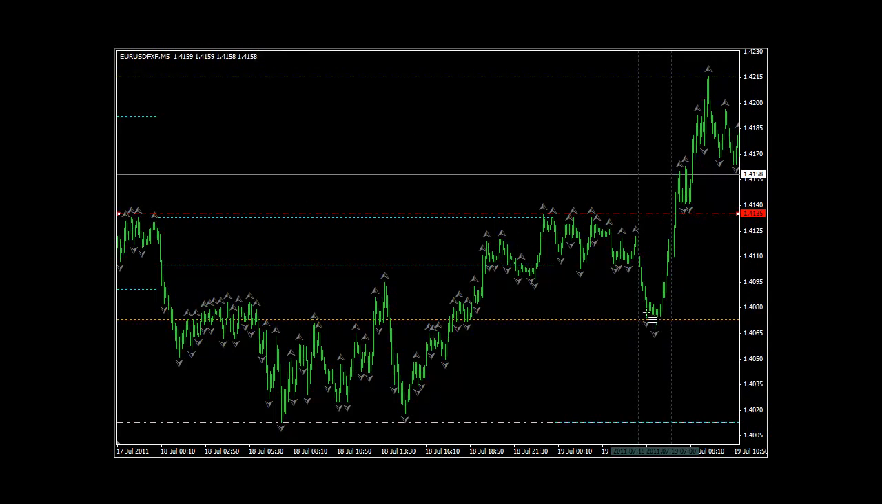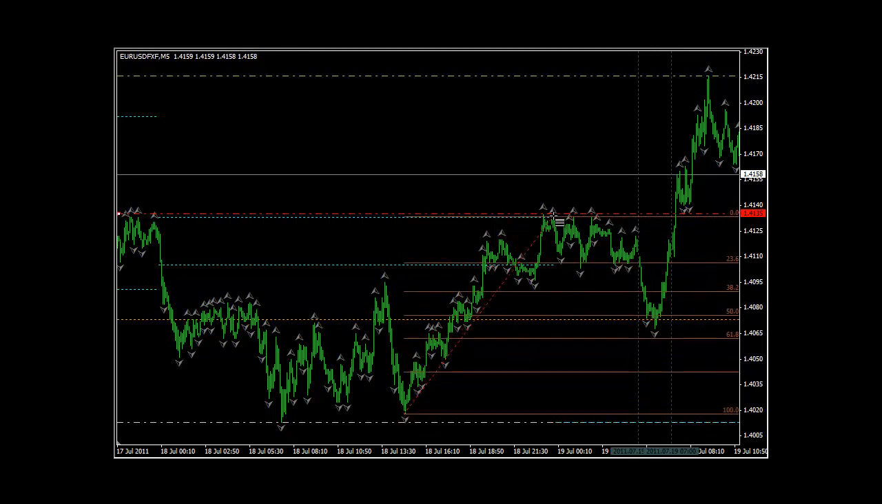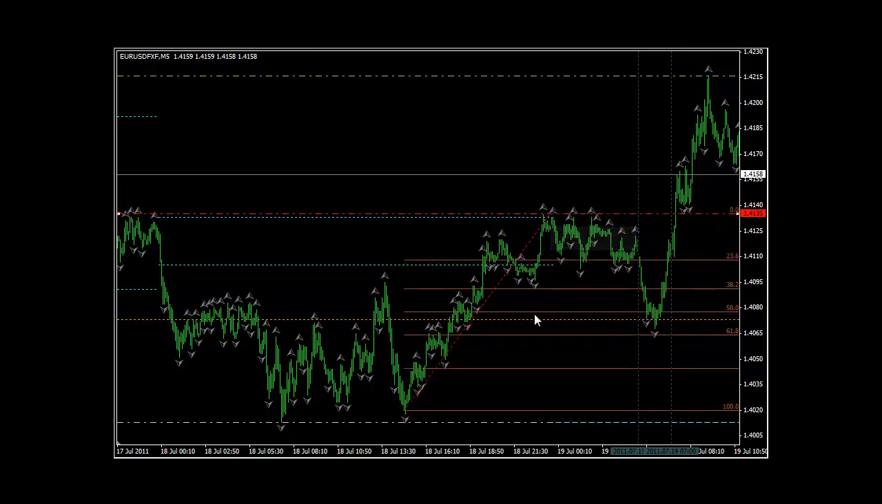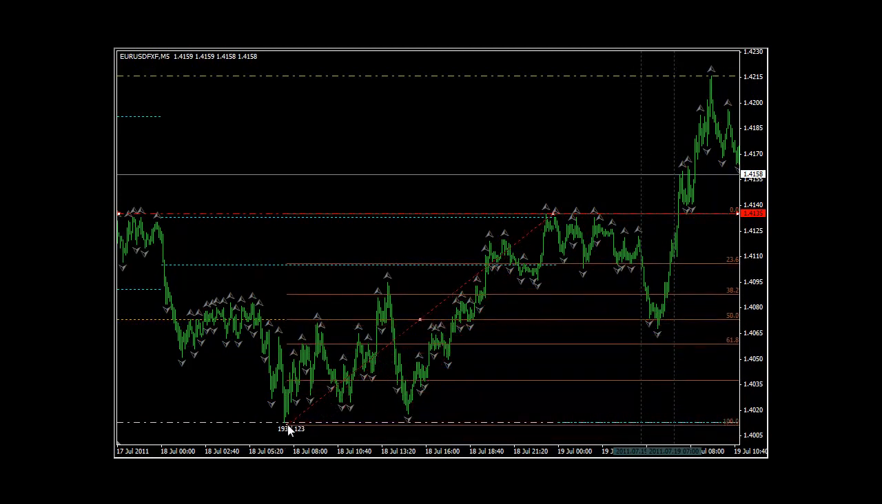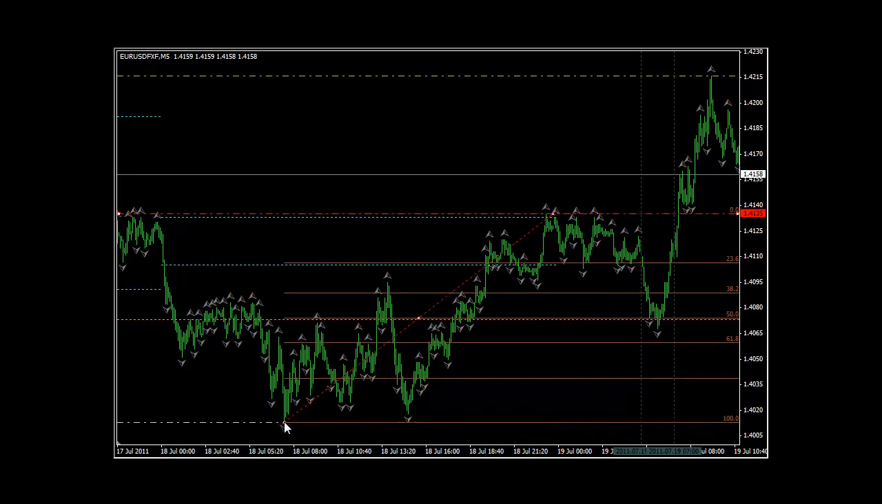Let's use that same concept we learned just now. Look at this low to this high, and look where it falls, between 50 and 62. If we used this low here, going back to the previous day's low, we would have a 50% retracement level, which is really, really good.